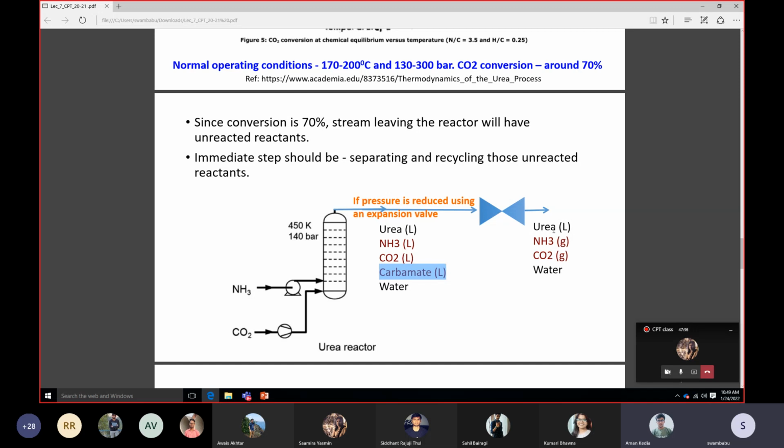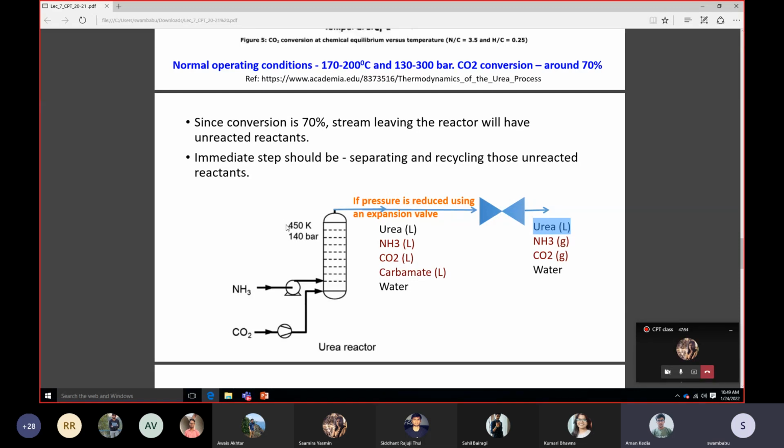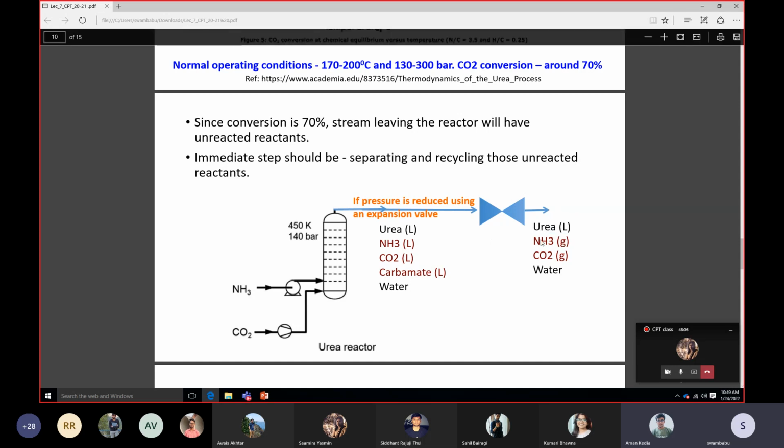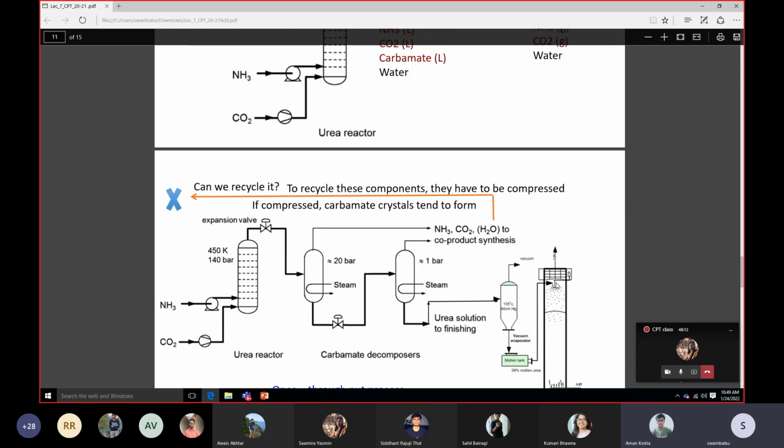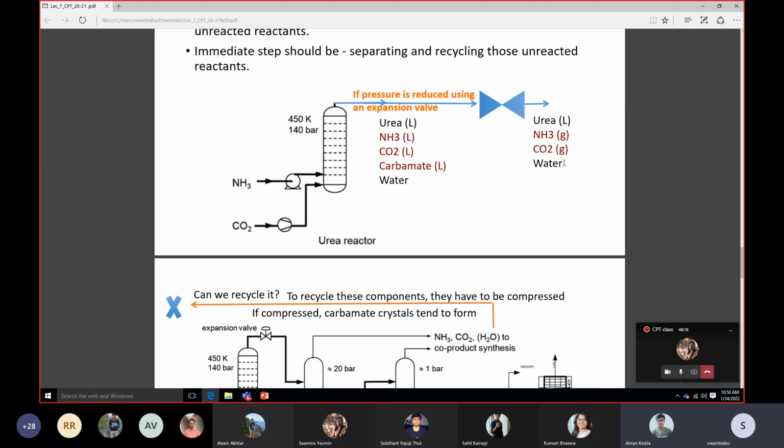So after releasing this pressure, the stream will contain urea, ammonia, CO2, and water. Of course, here we haven't reduced the temperature. At atmospheric pressure and atmospheric temperature, urea will be in the solid form, but at 450 Kelvin, urea will be in the liquid form. Since the pressure is atmospheric, ammonia and CO2 will be in the gas form. Since these two are gases and this is liquid, we can easily separate gas and liquid.